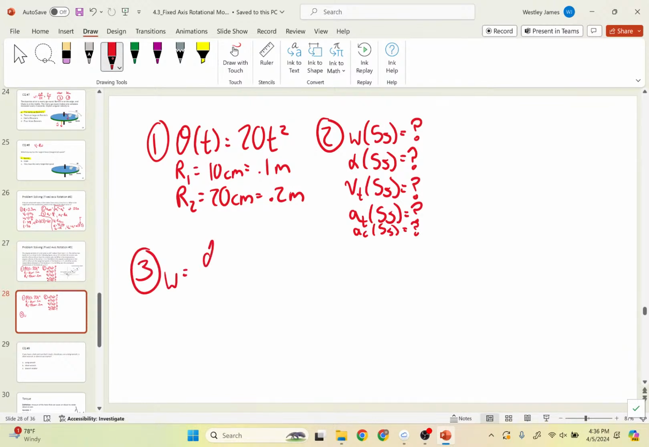Angular velocity is the derivative of the angle with respect to time. Angular acceleration is the derivative of angular velocity with respect to time. Just like velocity is the derivative of position with respect to time. It comes from the definition of the variables. What is angular velocity? It's the rate of change of the angle. What is angular acceleration? It's the rate of change of the angular velocity.